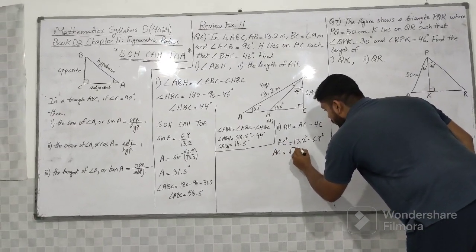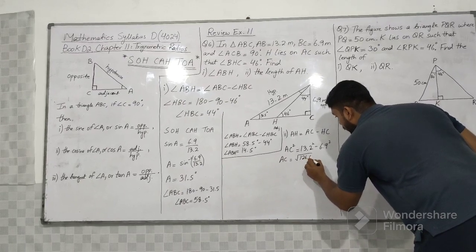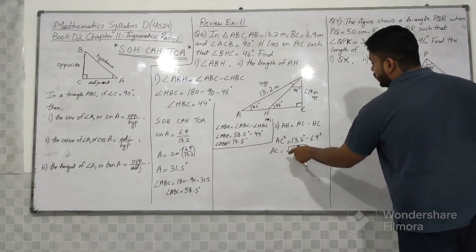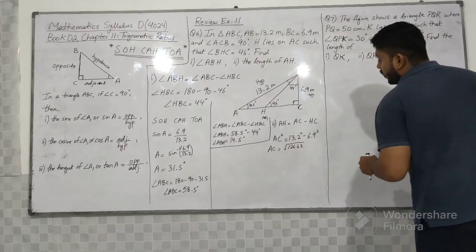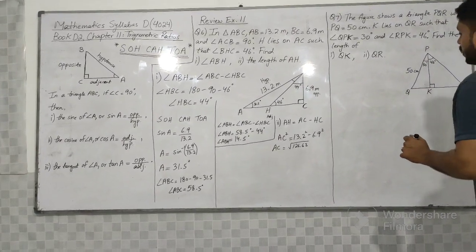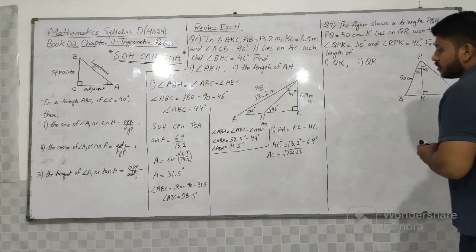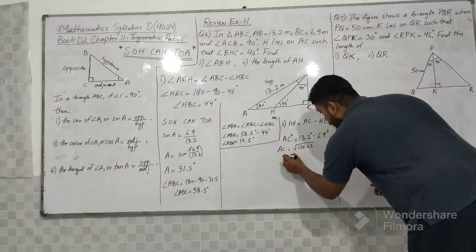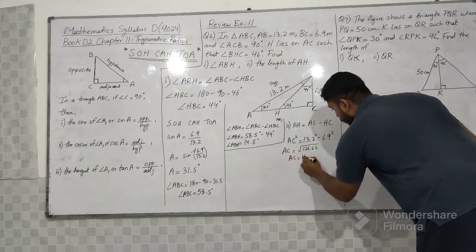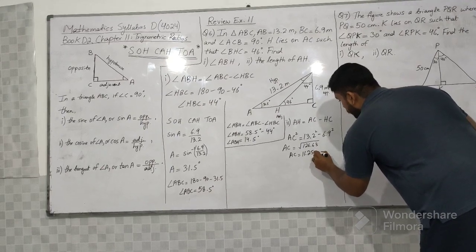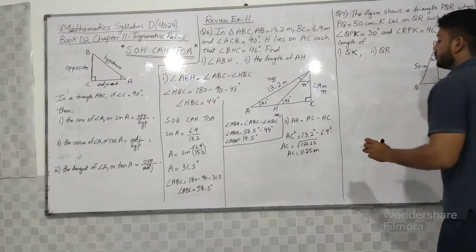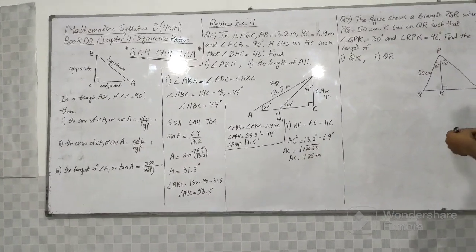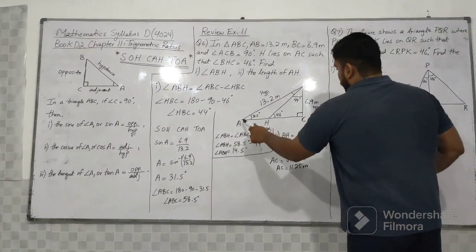Okay, so if you use a calculator, you will be getting the square root of 126.63. Okay, we are getting 126.63 here. So removing the square and square rooting this side, the length of AC, you square root this, you will be getting AC as 11.25 meter. So the unit here is meter, not centimeter. Okay, so this is the length of AC.